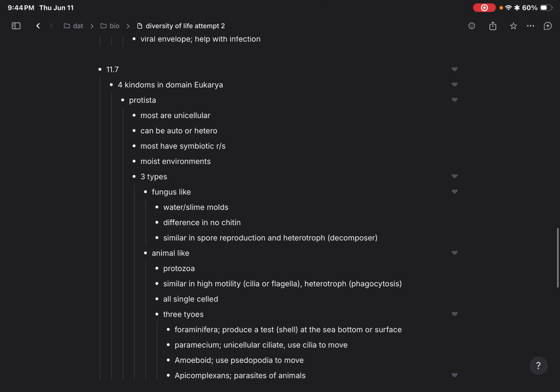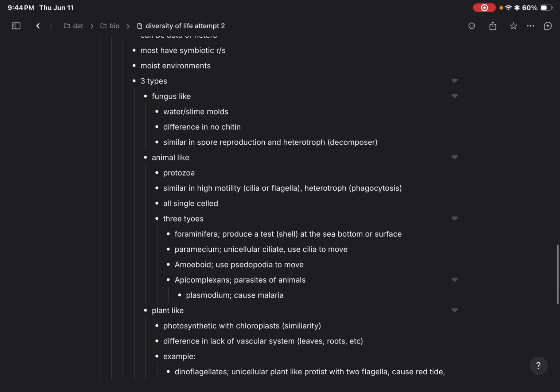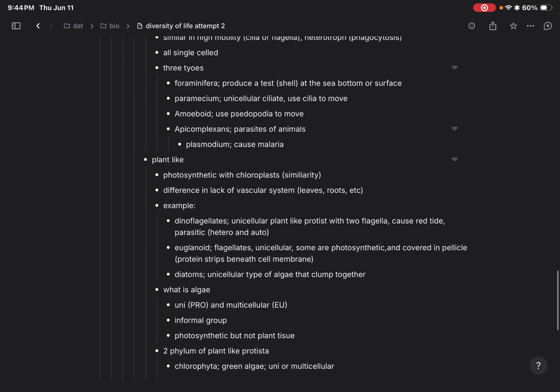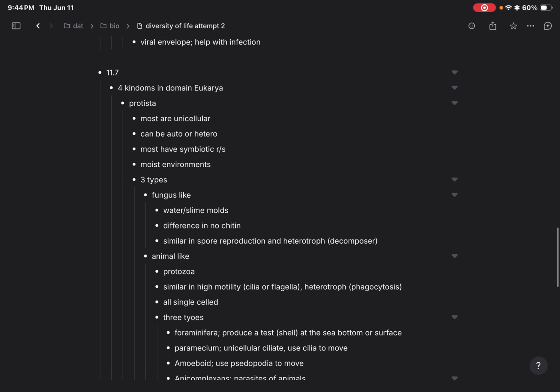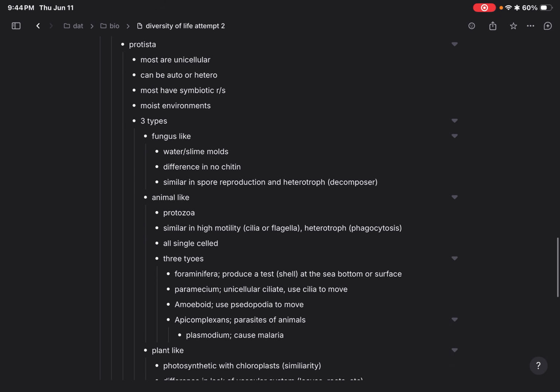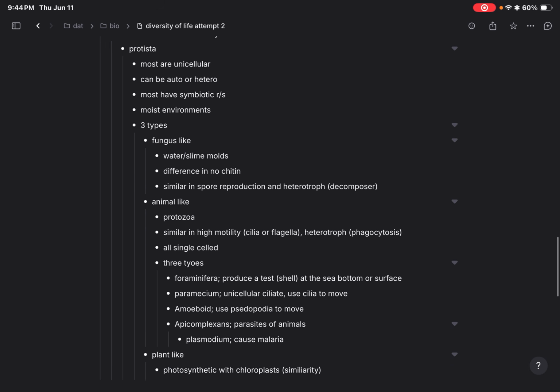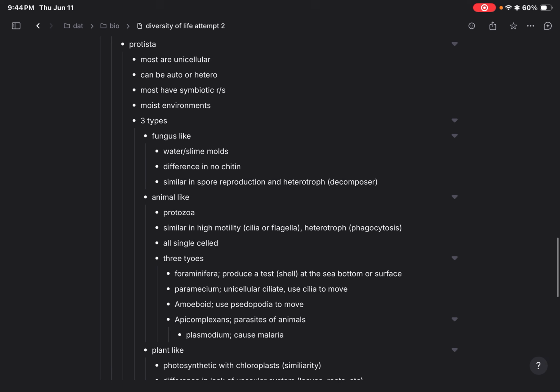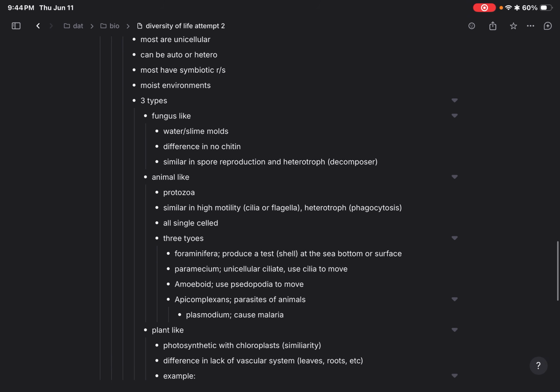So there are three types of protists that we should know: fungus-like, animal-like, and plant-like. Basically it's the other three kingdoms, but the mini version of it. Fungus-like protists are also called water or slime molds, not to be confused with actual fungus, which is just called molds.